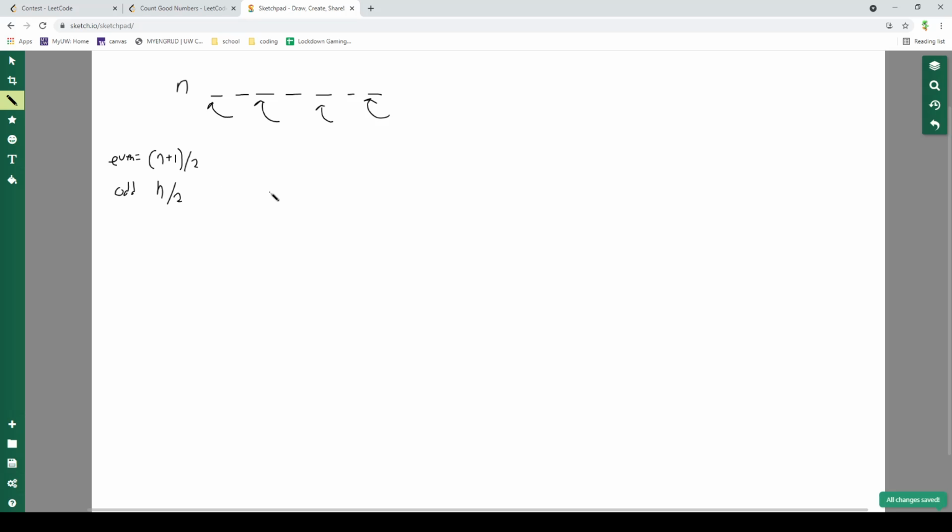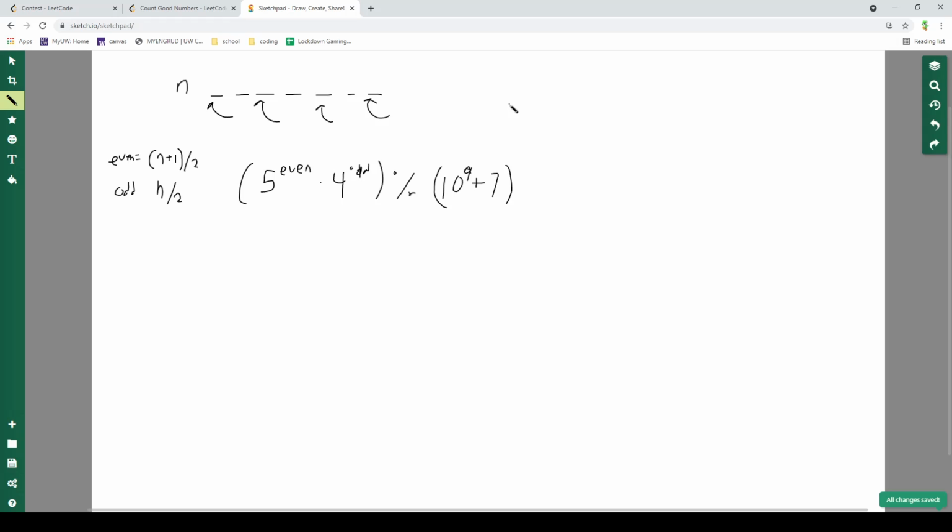And now we know that our answer will equal 5 to the power of even multiplied by 4 to the power of odd, and we need to modulus this by 10 to the 9 plus 7. Now, our challenge is to find a good way to perform this operation.